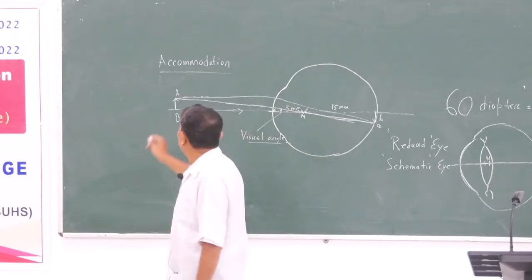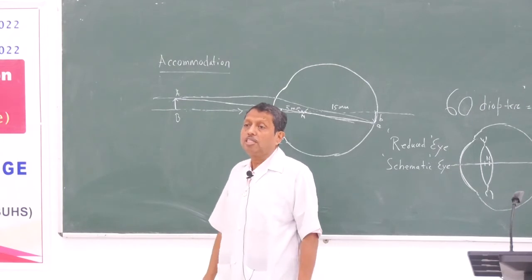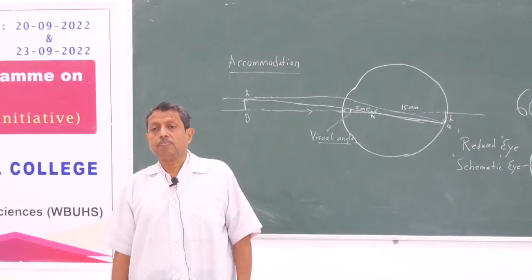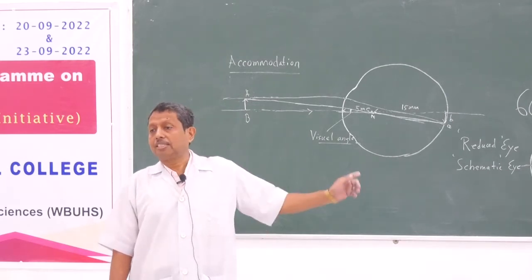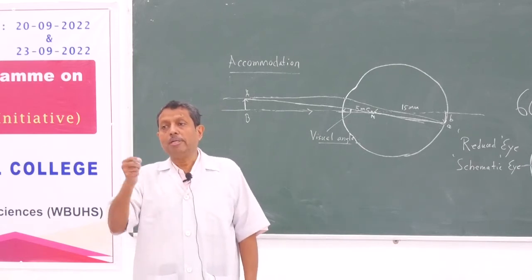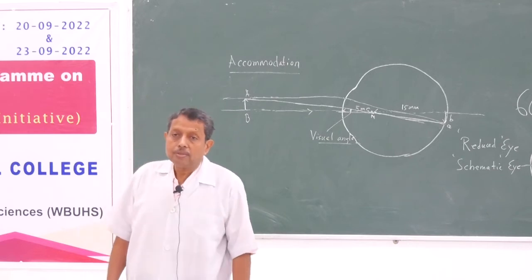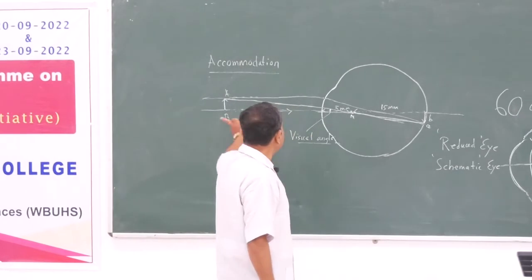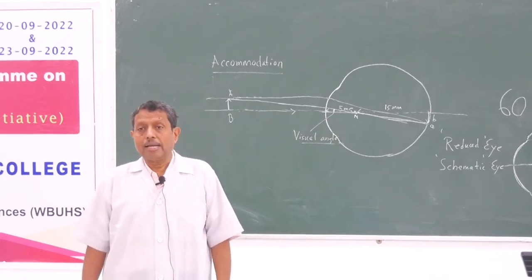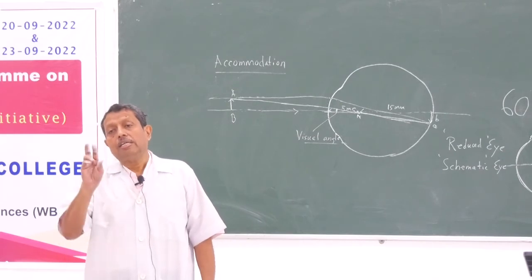Now rays coming from infinity, up to the distance of 20 feet or 6 meters, you can consider parallel. Have you understood? As is said in your Snellen chart, it is kept 6 meters or 20 feet away. Why is it said? Because light rays coming from a distance up to 6 meters are in practice considered parallel to each other. And an emmetropic or normal eye can focus them easily on the retina.